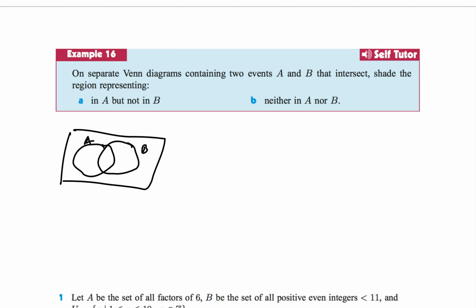So here's the important part. They want me to draw something that's in A but not in B. So I have to be in A, right? But I don't want to be any part of B. So A but not in B is strictly this part right here. Right? Because you're in A but you have no part of B. So in A but not in B.